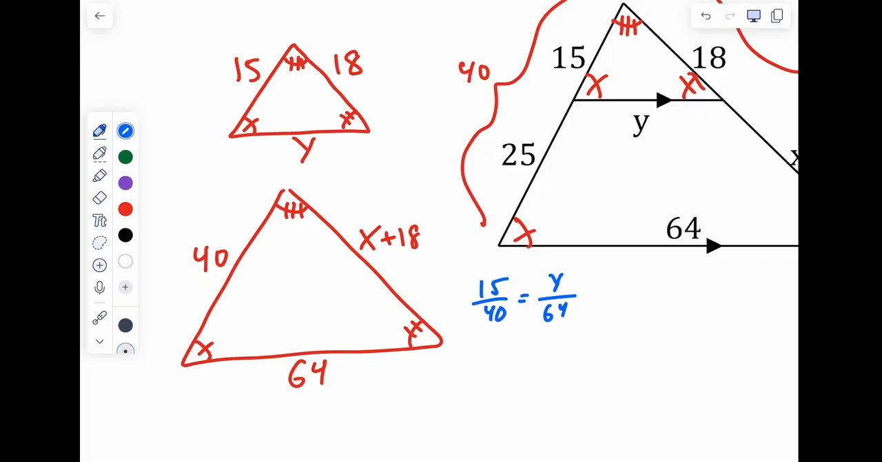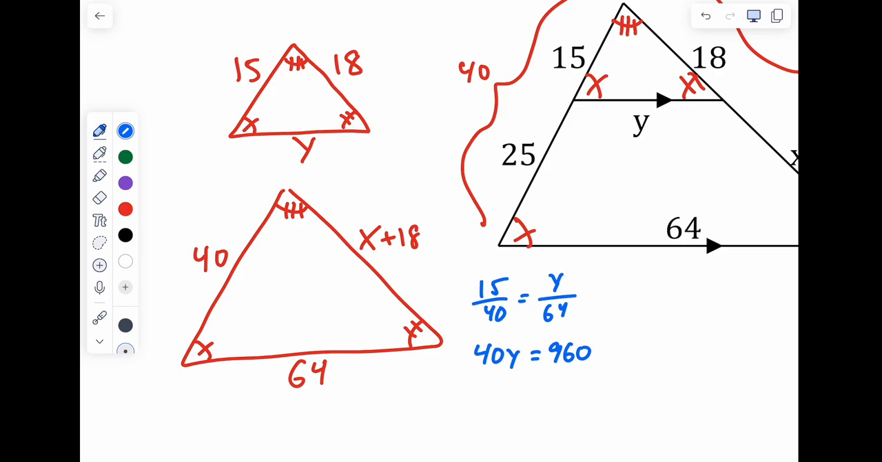I could have done big triangle over little triangle. So I cross multiply, I get 40 times y, and I have 15 times 64. Did anybody do that? 960? Okay. So I get 960. And then I have to divide by 40 on both sides.